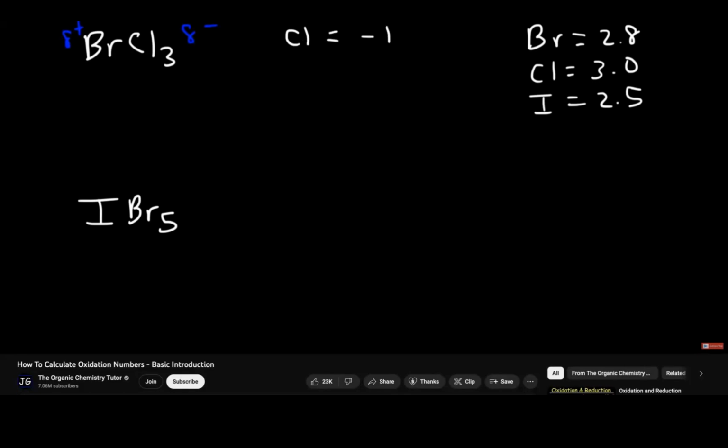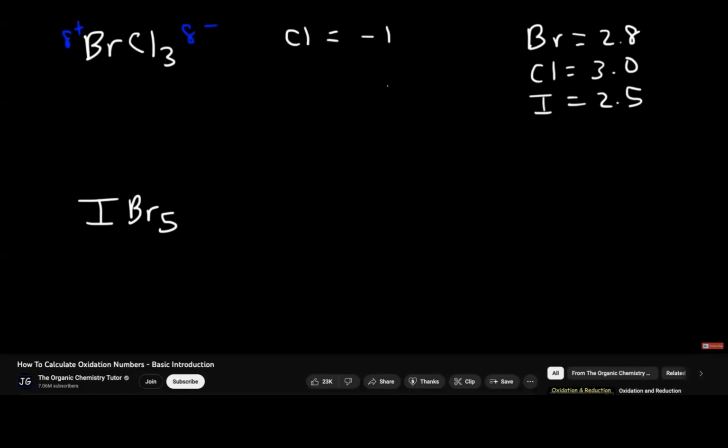BrCl3 and IBr5. Find the oxidation state of every element in this example. Most halogens, like fluorine, chlorine, bromine, iodine, typically have a negative 1 charge. But both bromine and chlorine can't be negative. So which one is negative and which one is positive? Keep in mind, bromine has an electronegativity value of 2.8. Chlorine is 3.0. Iodine is 2.5. So in this example, chlorine bears the partial negative charge. Bromine is partially positive. So chlorine is going to have its natural oxidation state of negative 1.